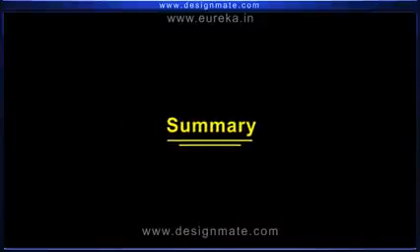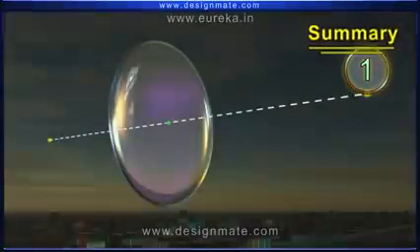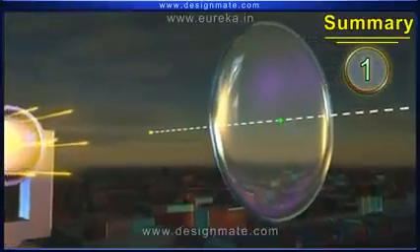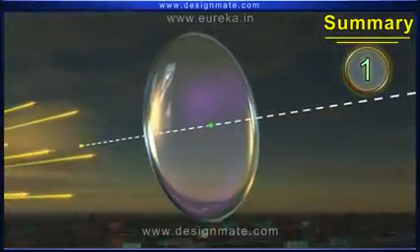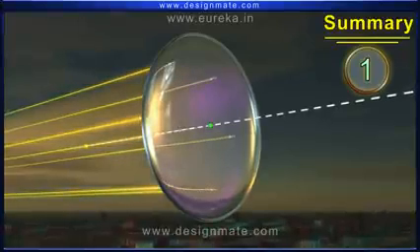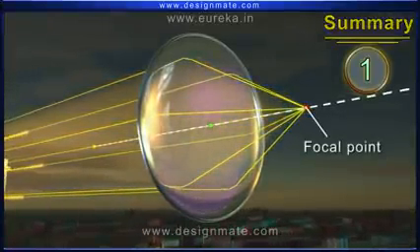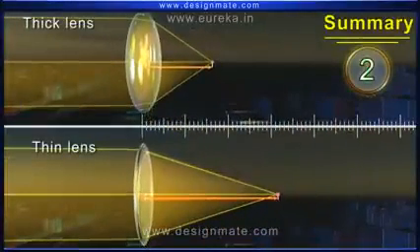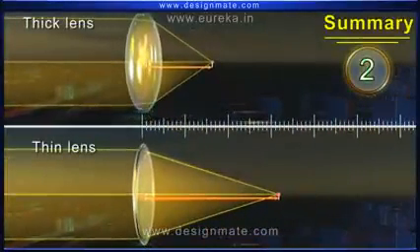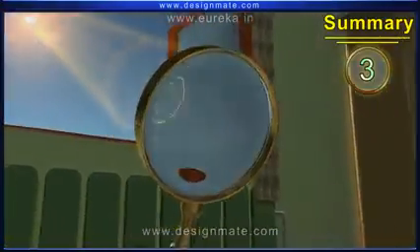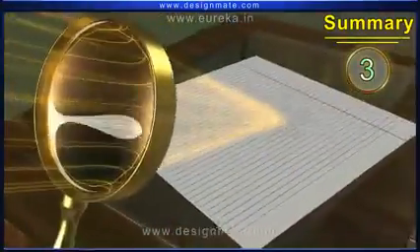To summarize, we have understood that 1. Light rays parallel to the principal axis and incident on one side of the convex lens undergo refraction and converge at a point on the principal axis on the other side. 2. The focal length of a thinner lens is greater than that of a thicker lens. 3. A real image produced by a convex lens is formed on the other side of the object.